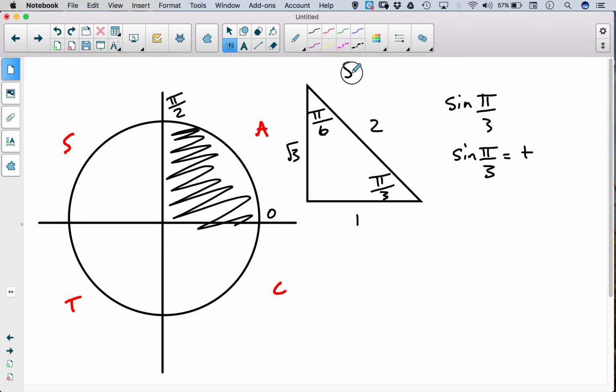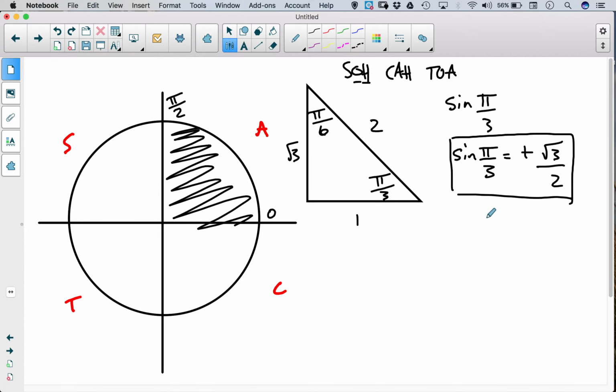Now, if we remember SOHCAHTOA, which hopefully all of us do, we did very well on that last little assessment, sine is equal to the opposite over the hypotenuse. So here we're dealing with pi over 3, so the opposite of pi over 3 is root 3, and the hypotenuse is 2. So that means that sine pi over 3 is equal to root 3 over 2, positive. That is all you need to do here.